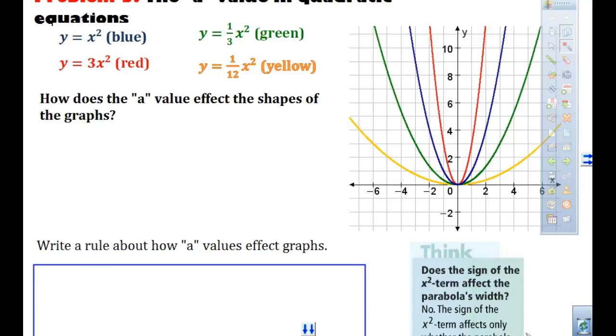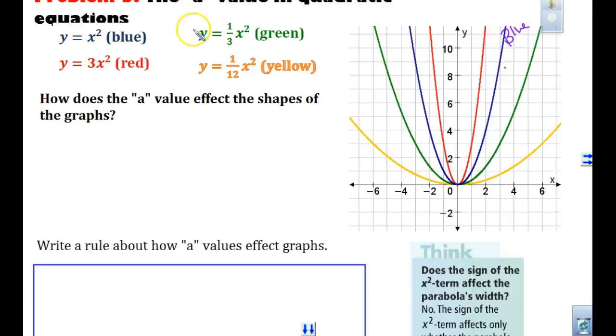So on the top of the next page, as we are looking at this one, it says, okay, looking at the a value. The blue equation, and you might want to write in yours because they don't have the colors. I mean, we don't print those in color. So you might want to put blue. So the blue, that is your y equals x squared. You might even want to put the equation by that one.